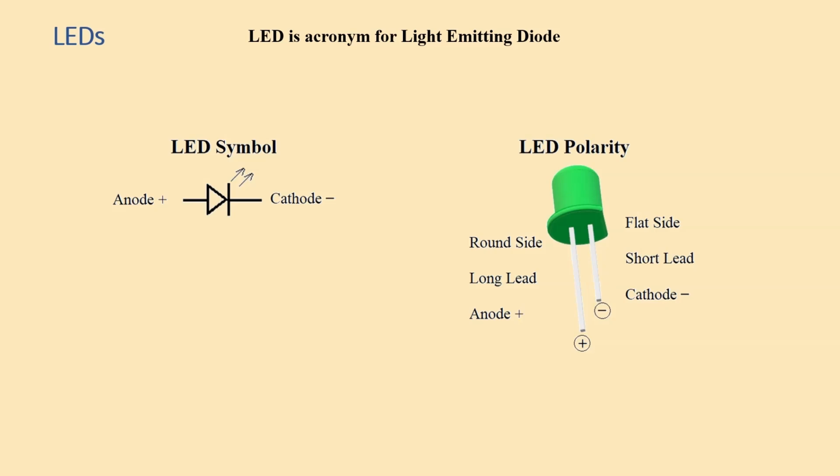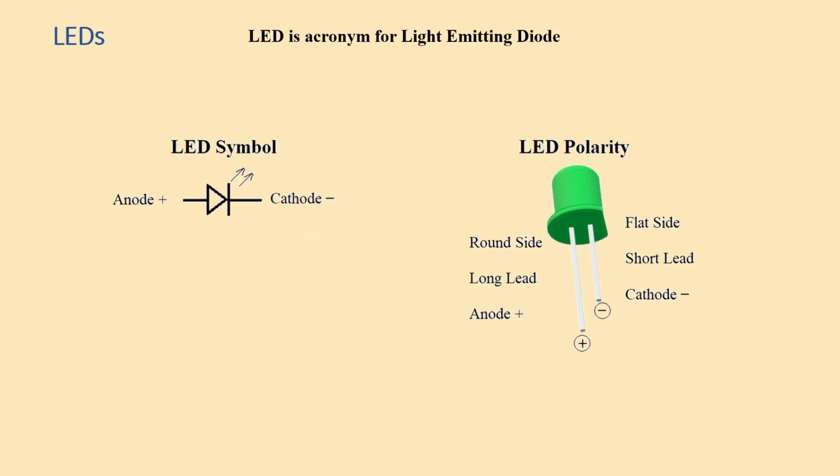The LED has an anode and a cathode. The anode must be connected to a positive potential, and the cathode connected to a negative potential. And this is in order for current to flow and light up the LED.